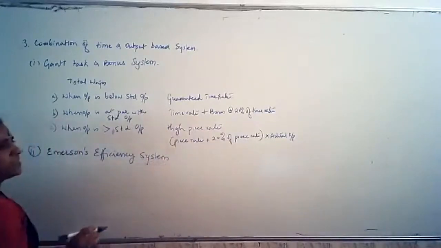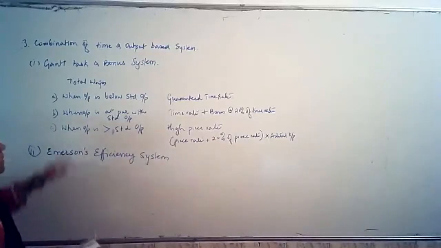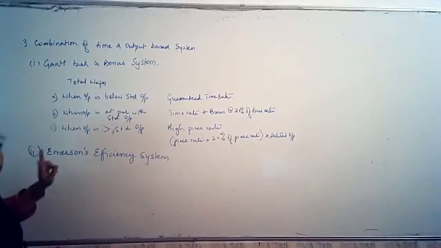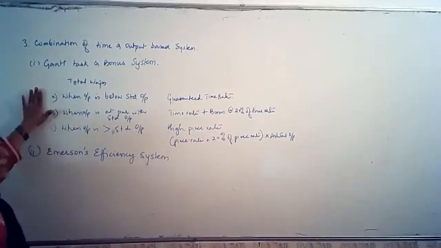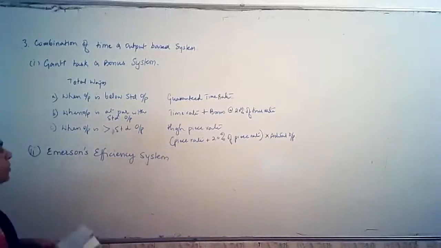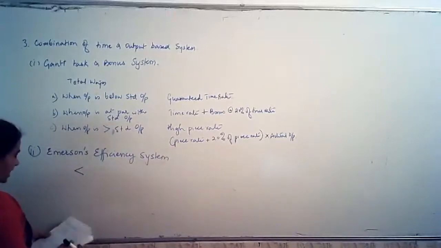In this case, Emerson's system, there is again 3 buckets. Here there are 3 buckets, and here too there are 3 buckets. In Taylor's there are 2, in Merrick's 3, in Gantt's 3, and in Emerson's also 3. In Emerson's, what we do is we go with the efficiency.